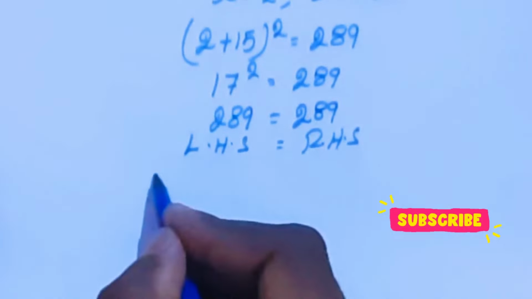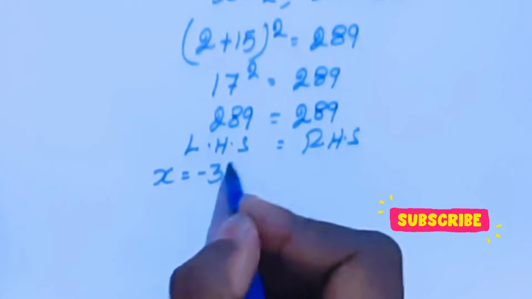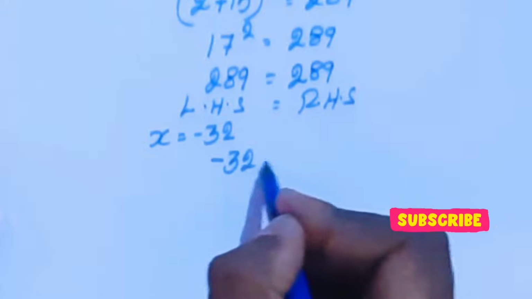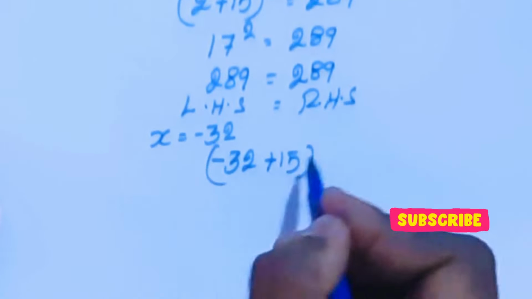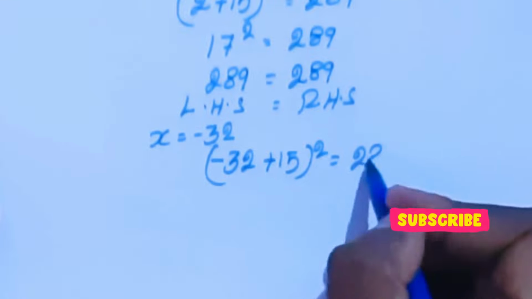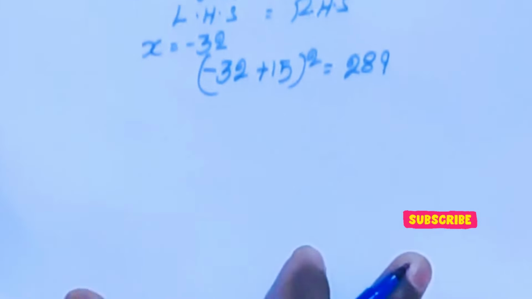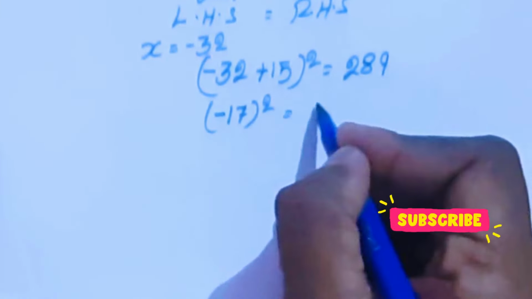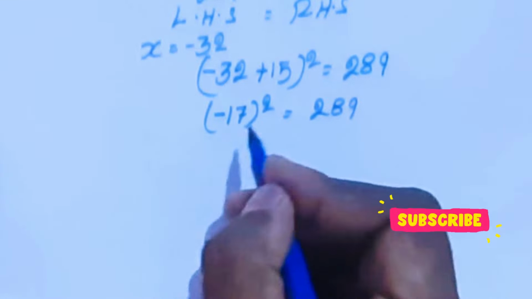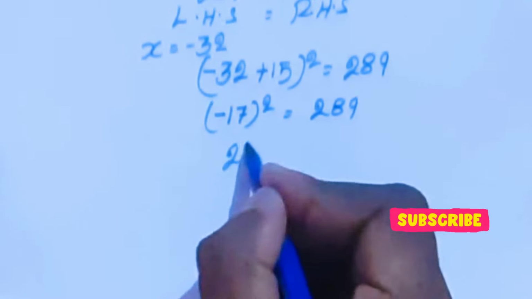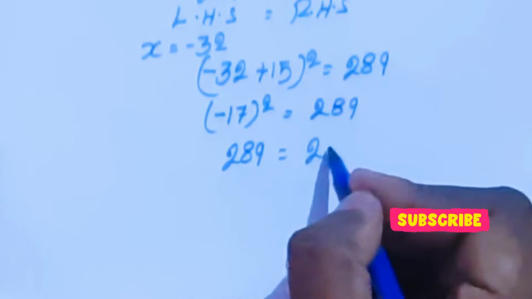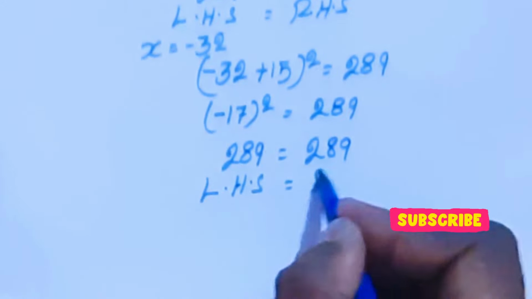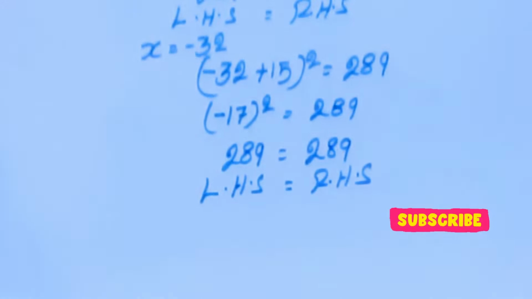Now we are going to apply x = −32 here. So in the equation, (−32 + 15)² = 289. Now here (−17)² = 289. Here (−17)² is 289 = 289. So here LHS equals RHS. This is also verified.